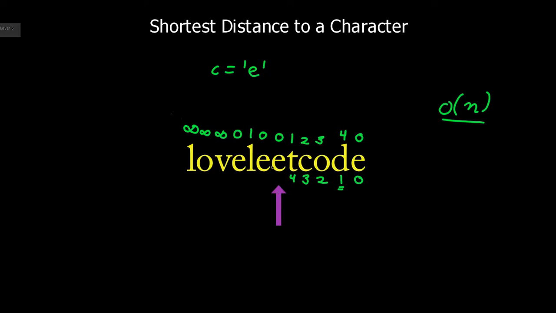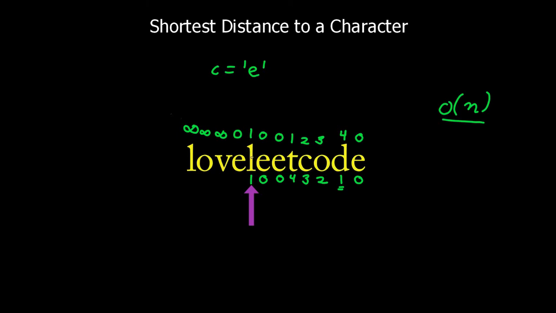Again we move to the left and we are at this E, so 0 because it is the required character itself. Again 0 because it is the required character itself, and this time we are at L, and it is 1 character distance away from the right E because 0 plus 1 is 1, and from left also it is 1 character distance away, so the minimum of 1 and 1 is 1, so in the answer we will take 1.